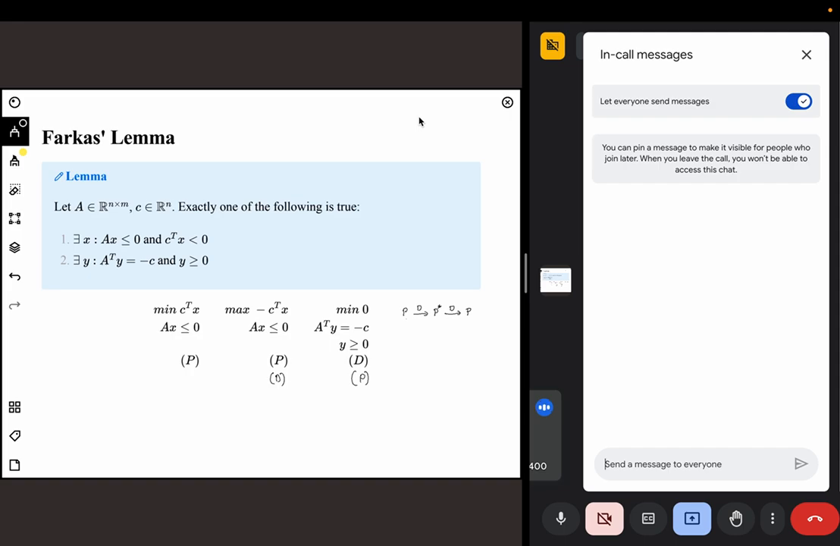So if the first statement is true, which means c transpose x is less than 0, so this will be some negative quantity, then Ax less than or equal to 0 is satisfied.